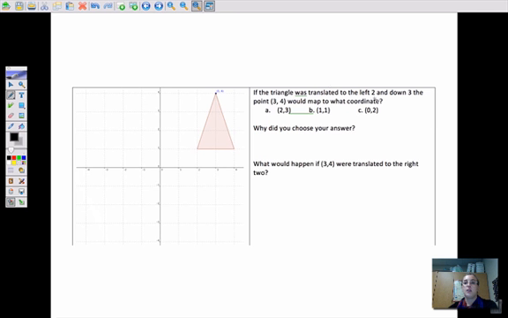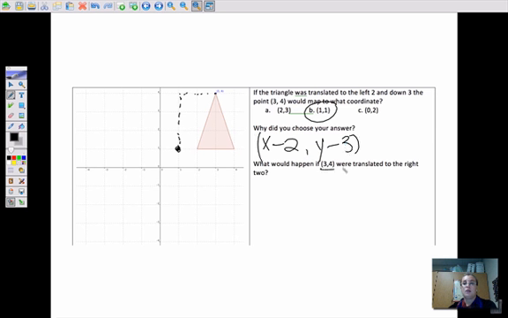Okay, the next one, translated to the left 2 and down 3. We're going to go left 2 and down 3, and we've got our point, (1, 1). Why did you choose your answer? Some people said look at the drawing. Some people said you needed to take x minus 2 and y minus 3.